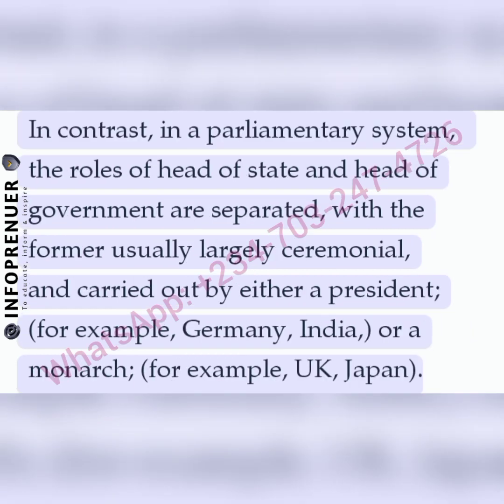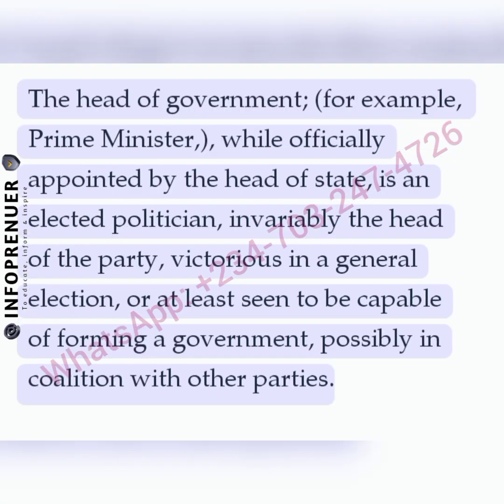In contrast, in a parliamentary system, the roles of head of state and head of government are separated, with the former usually largely ceremonial, and carried out by either a president, for example, Germany, India, or a monarch, for example, UK, Japan. The head of government, for example, Prime Minister, while officially appointed by the head of state, is an elected politician, invariably the head of the party victorious in a general election, or at least seen to be capable of forming a government, possibly in coalition with other parties.